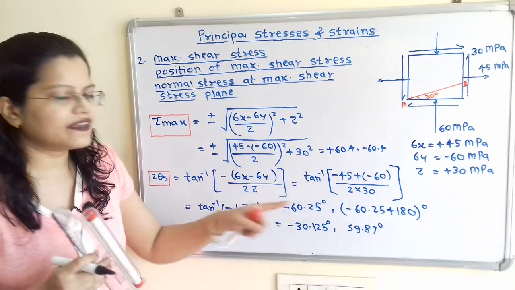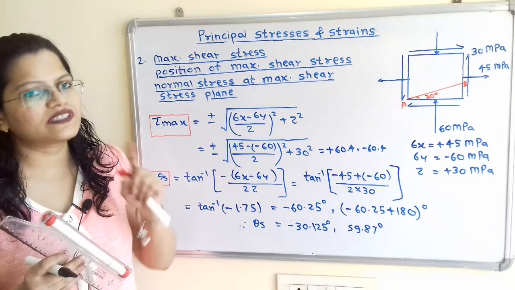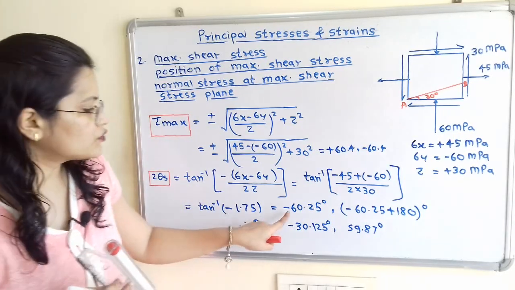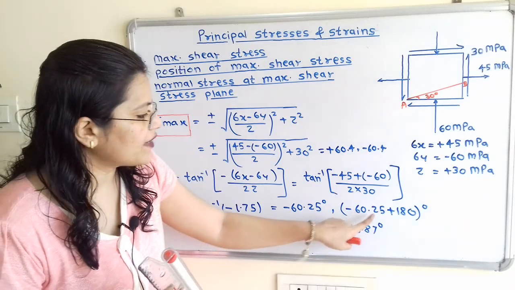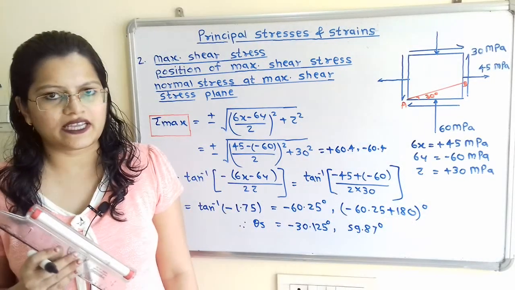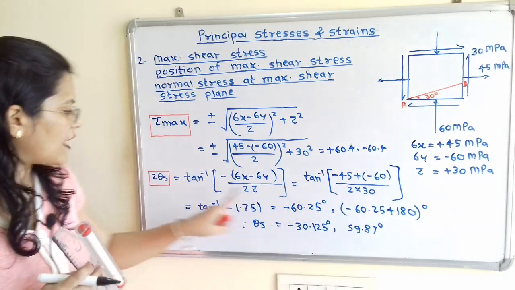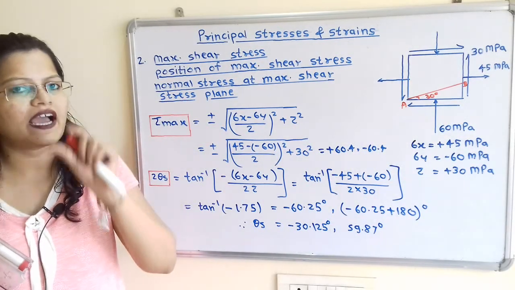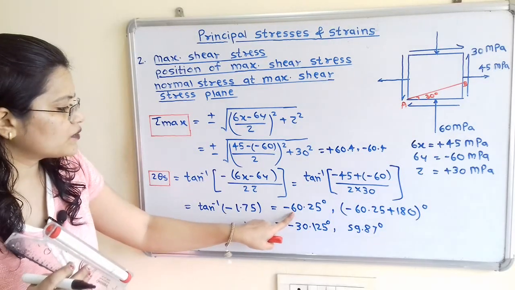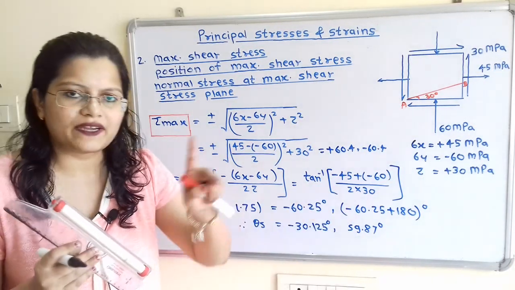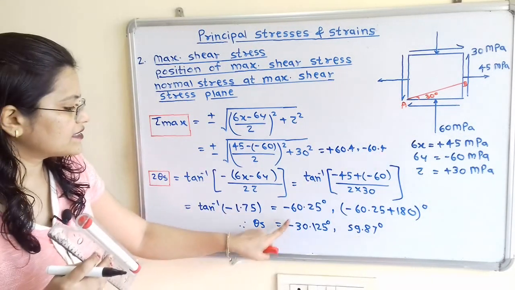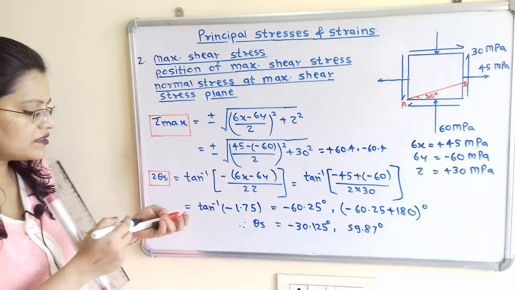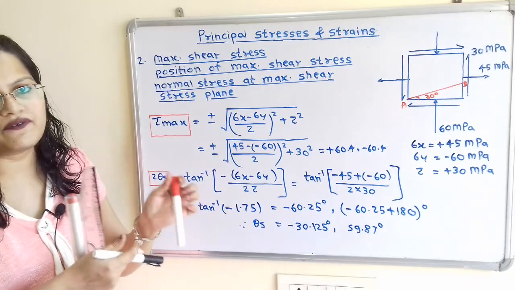So how to find out the second angle? For the second angle, we have to just add 180 degree. So minus 60.25 plus 180 degree is the second angle. Now this is the value for twice theta s, but we have to find out theta s. So for theta s, we have to divide these two terms by 2. Then we will get theta s is equal to minus 30.125. So this minus 30.125 is the first angle.